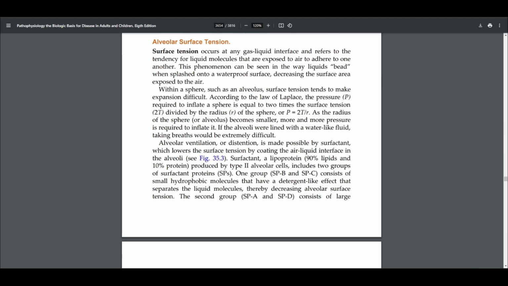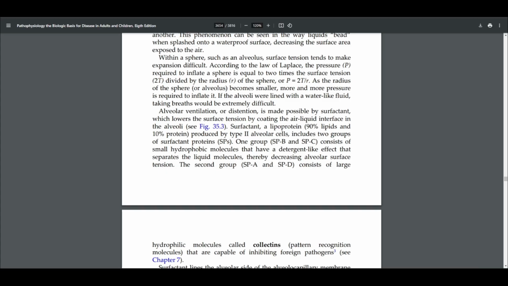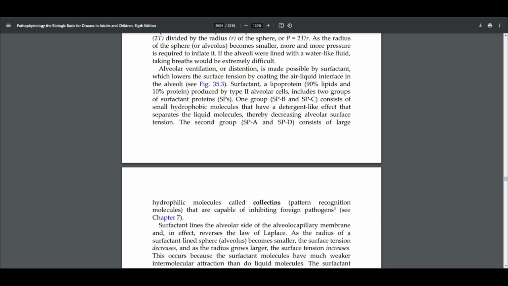to the air. Within the sphere of the alveolus, surface tension tends to make expansion difficult, according to the law of Laplace. The pressure P required to inflate a sphere is equal to 2 times the surface tension, 2T, divided by the radius of the sphere. As the radius of the sphere becomes smaller, more and more pressure is required to inflate it. If the alveoli were lined with a water-like fluid, taking breaths would be extremely difficult.